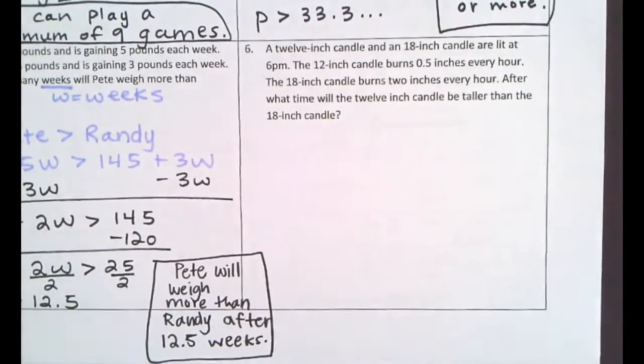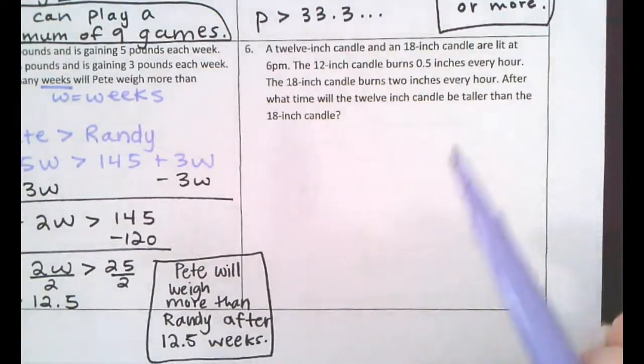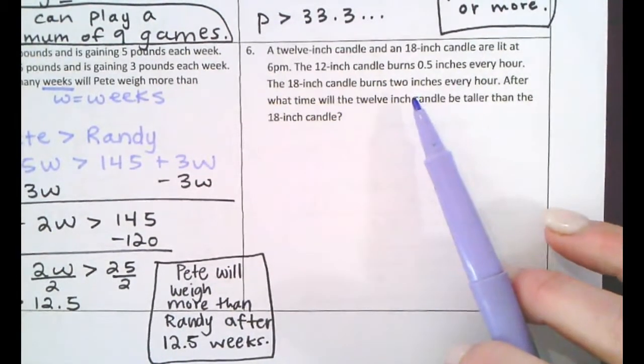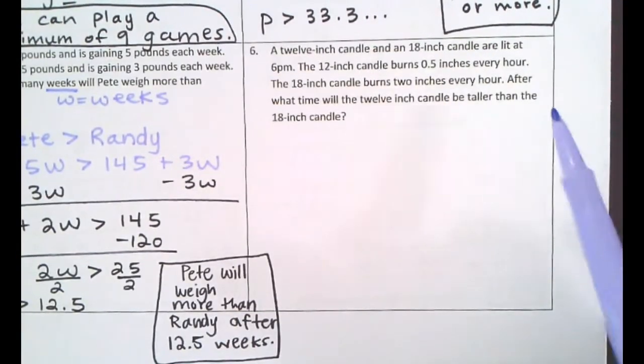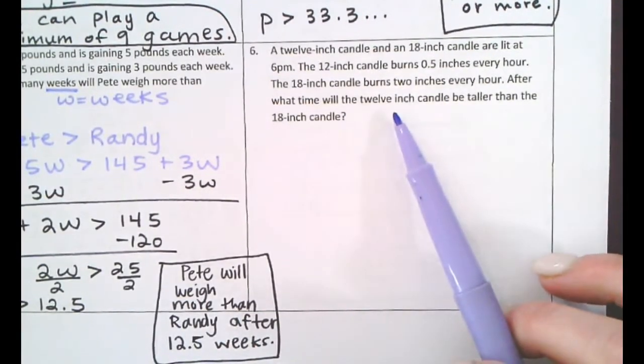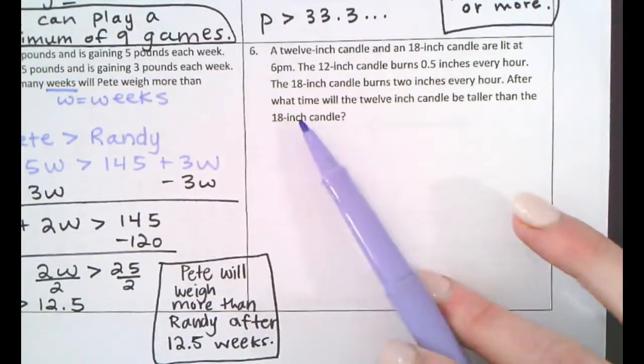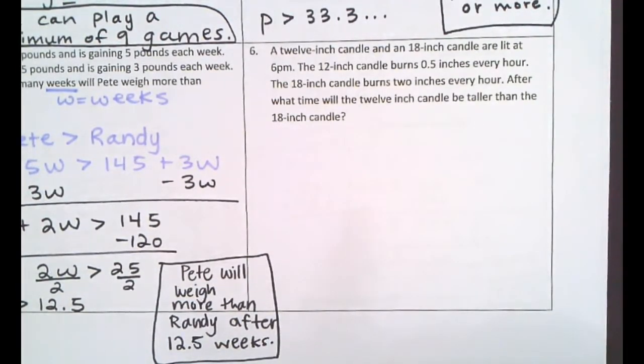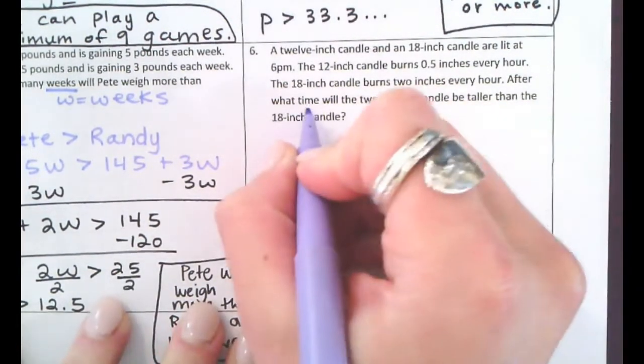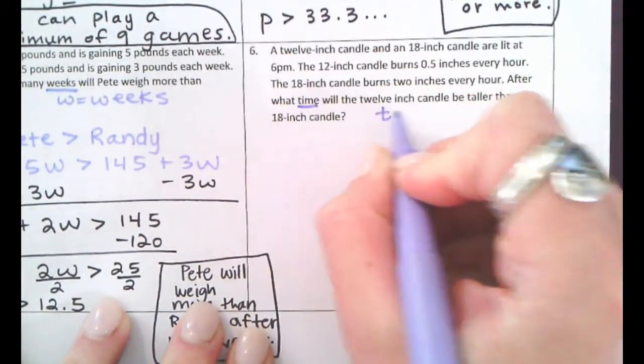All right, our last problem says a 12-inch candle and an 18-inch candle are lit at 6 p.m. The 12-inch candle burns 0.5 inches per hour. The 18-inch candle burns 2 inches every hour. At what time will the 12-inch candle be taller than the 18-inch candle? So I need to know at what time.